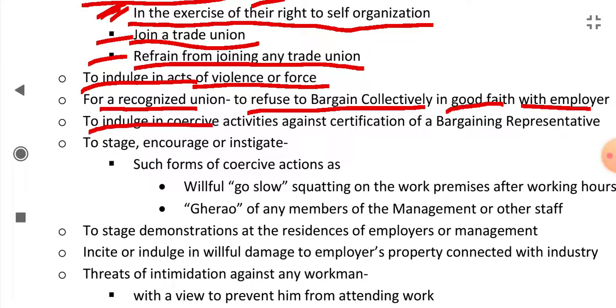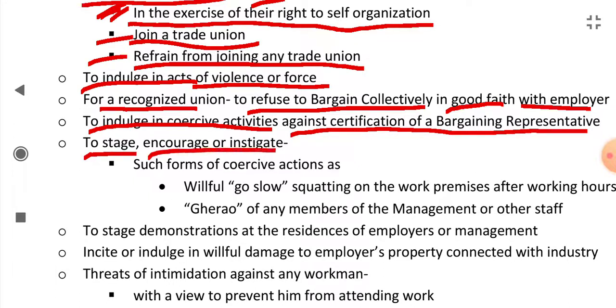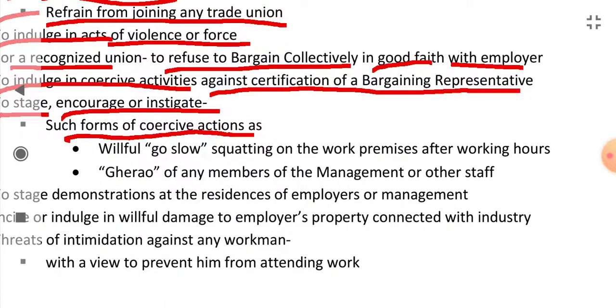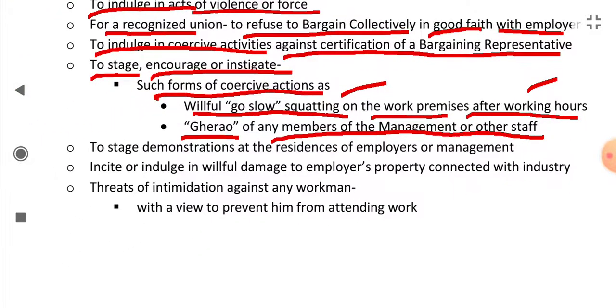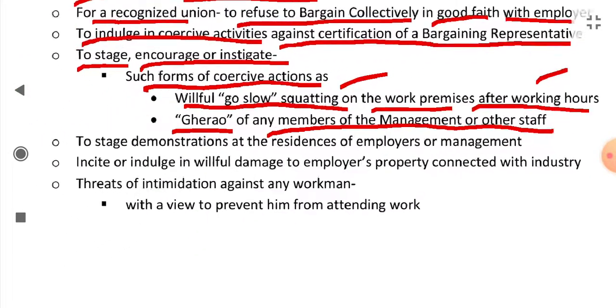To indulge in coercive activities against certification of bargaining representative, to stage, encourage, or instigate such forms of coercive actions as willful go slow, squatting on the work premises after working hours. After working hours, they kind of illegally occupy the work premises, or gherao any member of the management or other staff. It is also unfair labor practice.